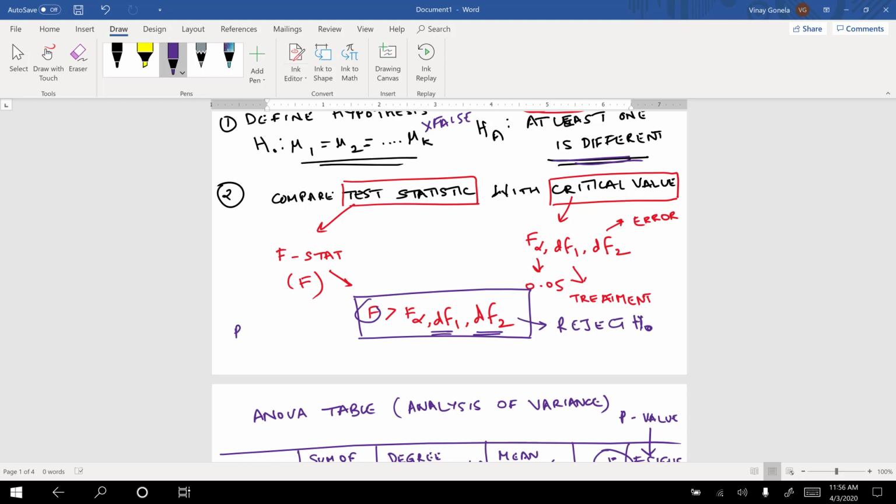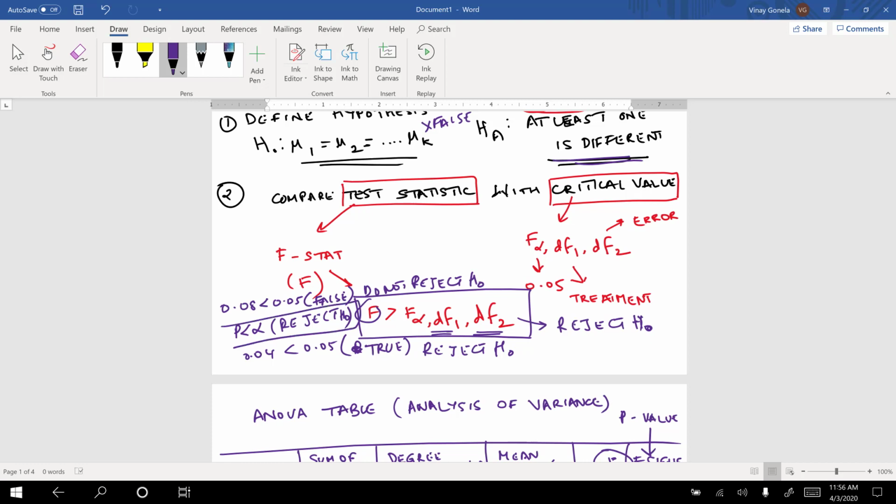The other way we can say it is p value less than alpha. So if p value is less than alpha, you reject H null. Suppose your p value is 0.04 and it is less than, suppose, our alpha of 0.05. That means this is a true statement, so you reject H null. But if your p value is, suppose, 0.08, is it less than 0.05? This is a false statement, so you say do not reject H null. So if p value is less than alpha, you reject H null. If it is not less than alpha, you say do not reject H null.